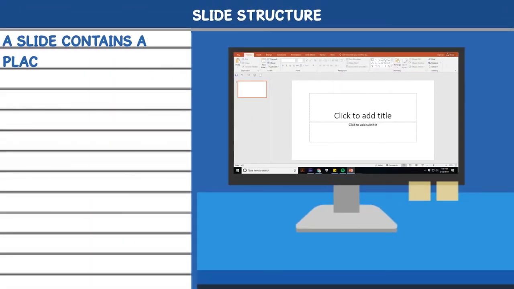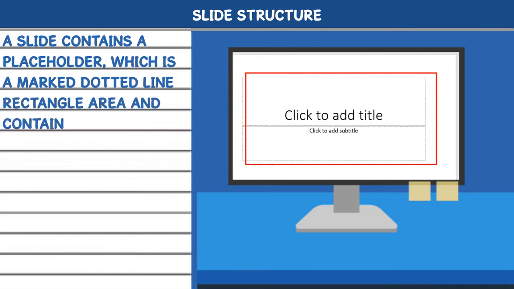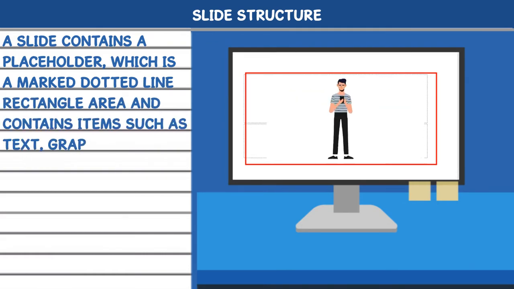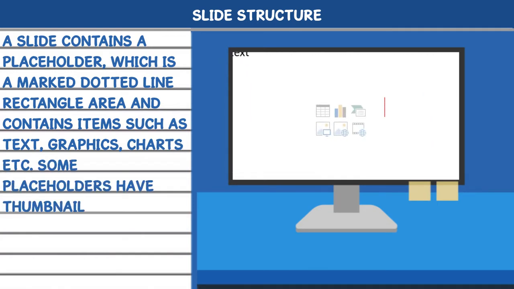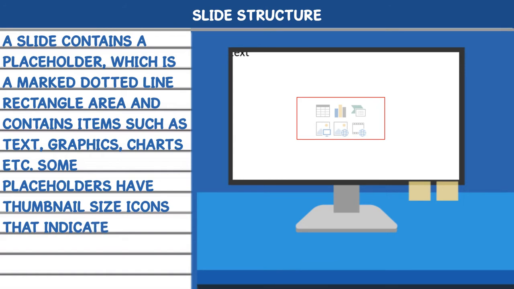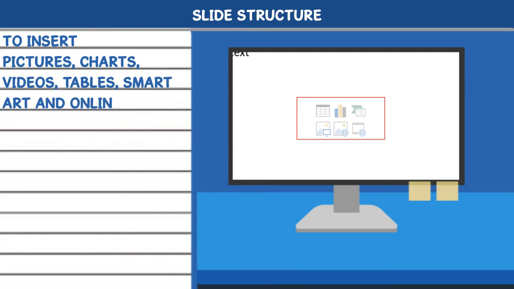Slide structure. A slide contains a placeholder, which is a marked dotted-line rectangle area, and contains items such as text, graphics, charts, etc. Some placeholders have thumbnail-size icons that indicate the options to insert pictures, charts, videos, tables, SmartArt, and online pictures.